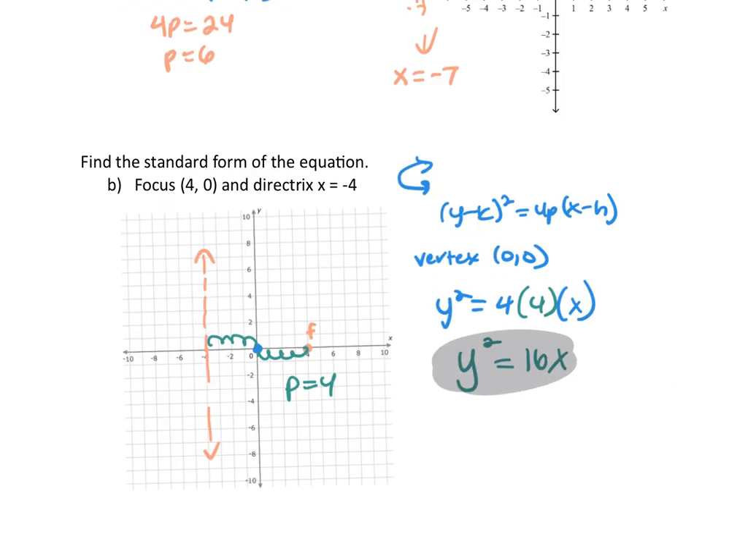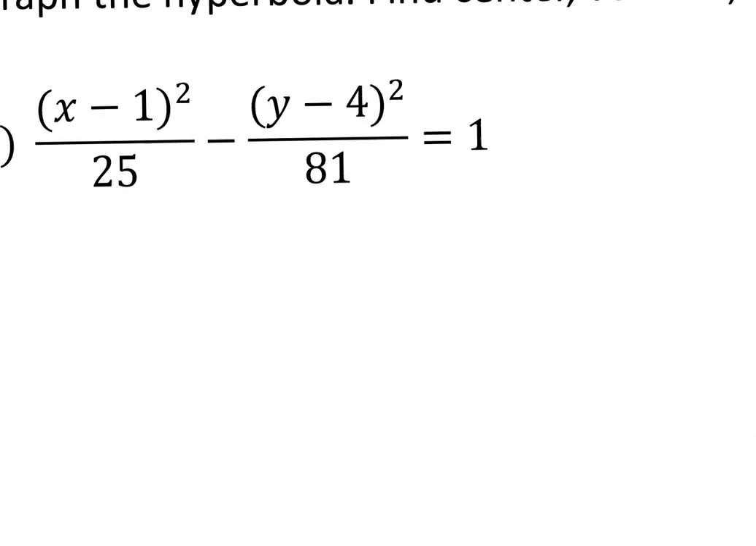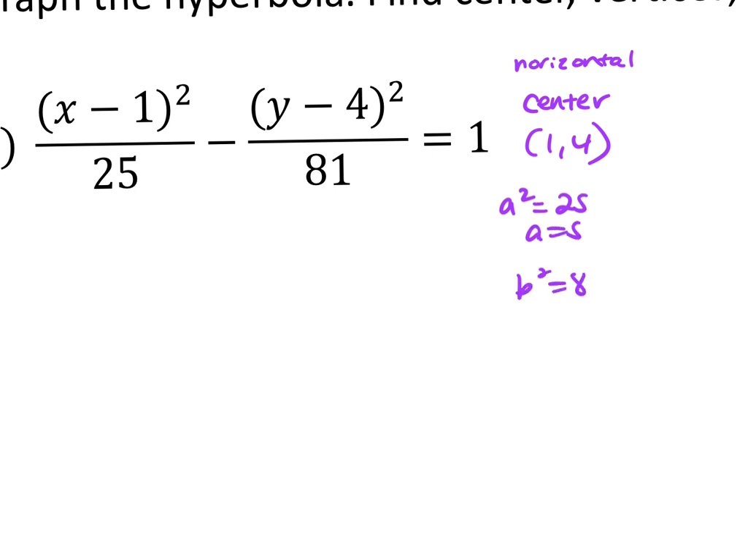Okay, so now it says graph the hyperbola, find the center, vertices, foci, and asymptotes. So if I look at my equation, what can you tell me just by looking at it? It's horizontal. Wait, wouldn't it be vertical? Because the x comes first, right? Bigger doesn't matter. It's what's first. Yep. What's your center? 1, 4. Good. What's your a squared? 25, so a is 5. What's your b squared? 81, so b is 9.